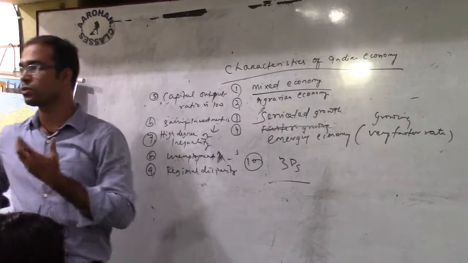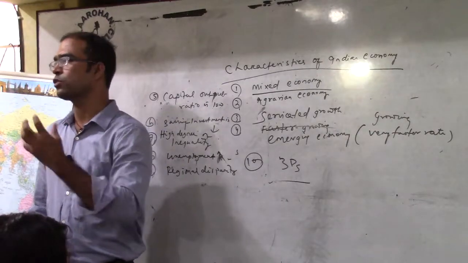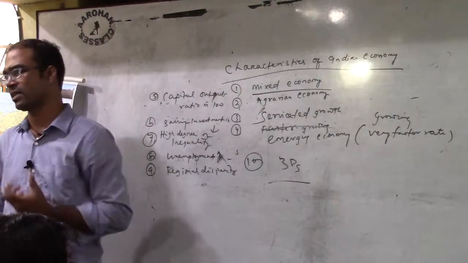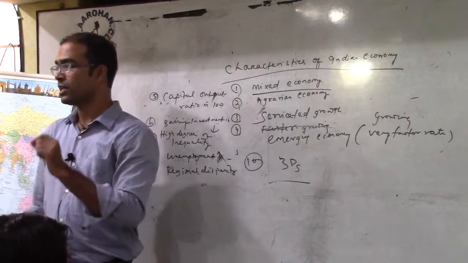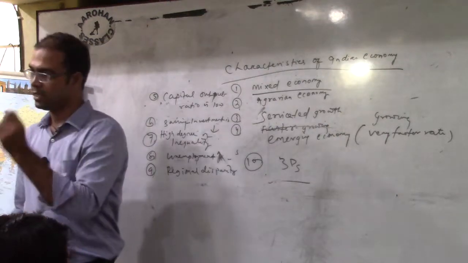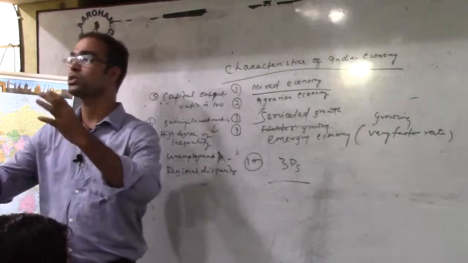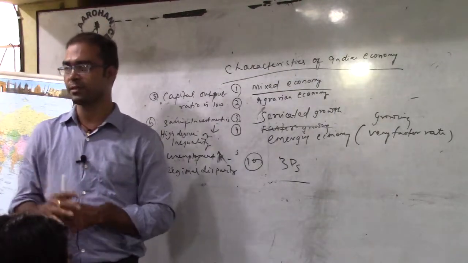China is following a socialistic model, because in China the government dominates, the public sector dominates almost all economic sectors. That's why the Chinese economy is called a socialist economy. That does not mean the private sector does not exist in China. It exists, but the government controls a larger portion of economic activity. That's why it is called socialistic.